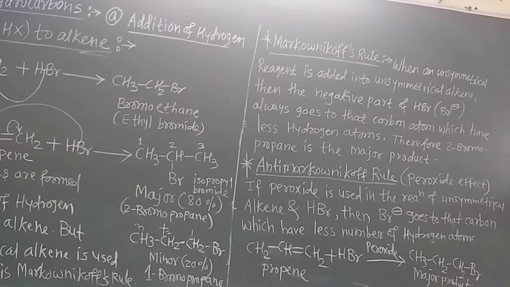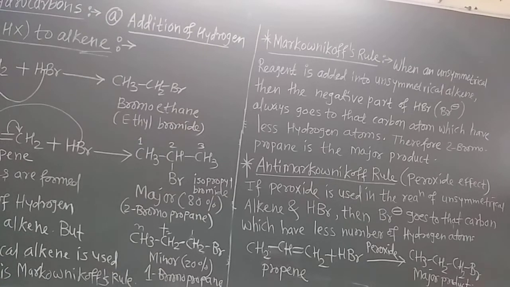Now what is that? Markovnikov's rule: when an unsymmetrical reagent such as HBr is added to an unsymmetrical alkene such as propene, then the negative part of the HBr, that is Br minus, always goes to that carbon which has less number of hydrogen atoms. And that is why, therefore, what is the reason? Therefore this is the reason that 2-bromopropane is the major product and not 1-bromopropane.